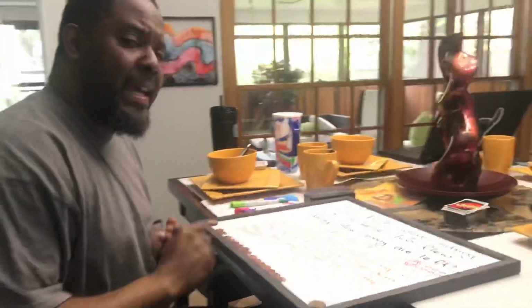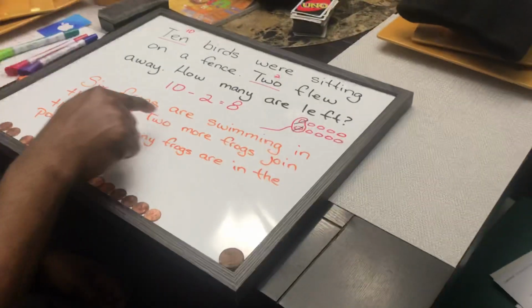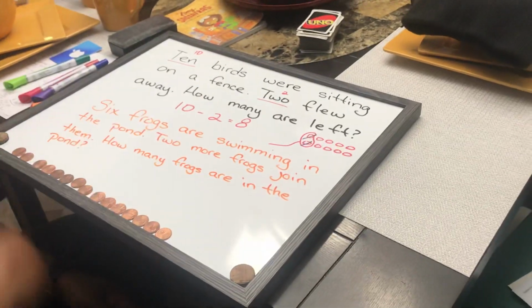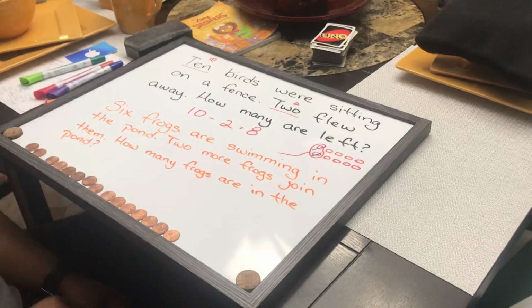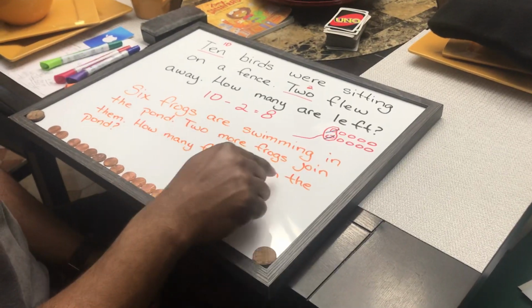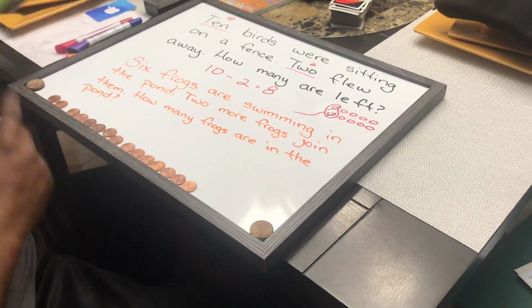Now let's go down to the second question. Shiloh, come on back around. We're getting some work in today. So listen, it says 6 frogs are swimming in the pond. 2 more frogs join them. How many frogs are in the pond?